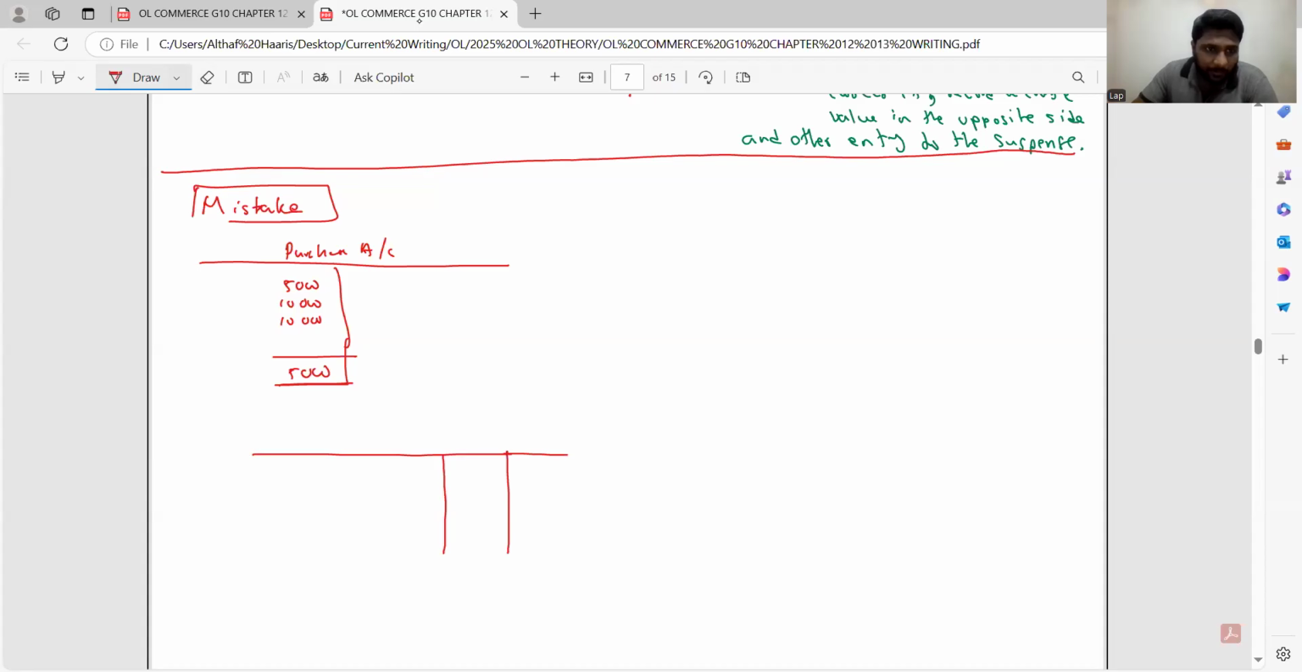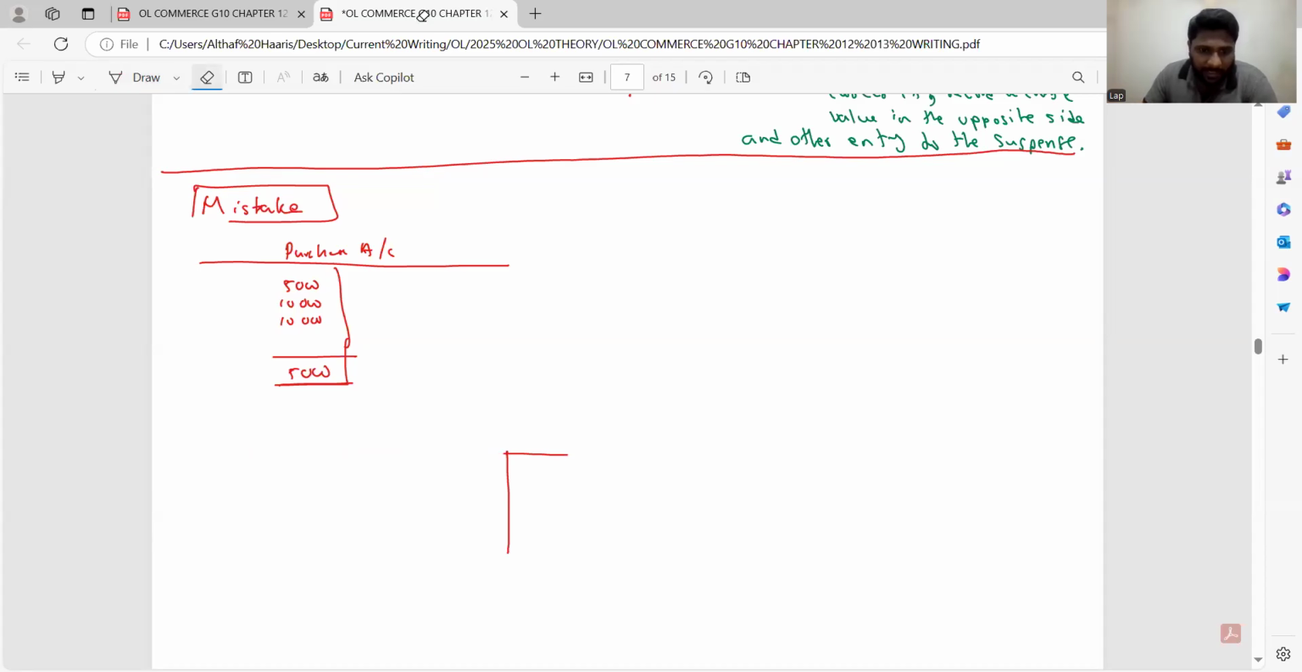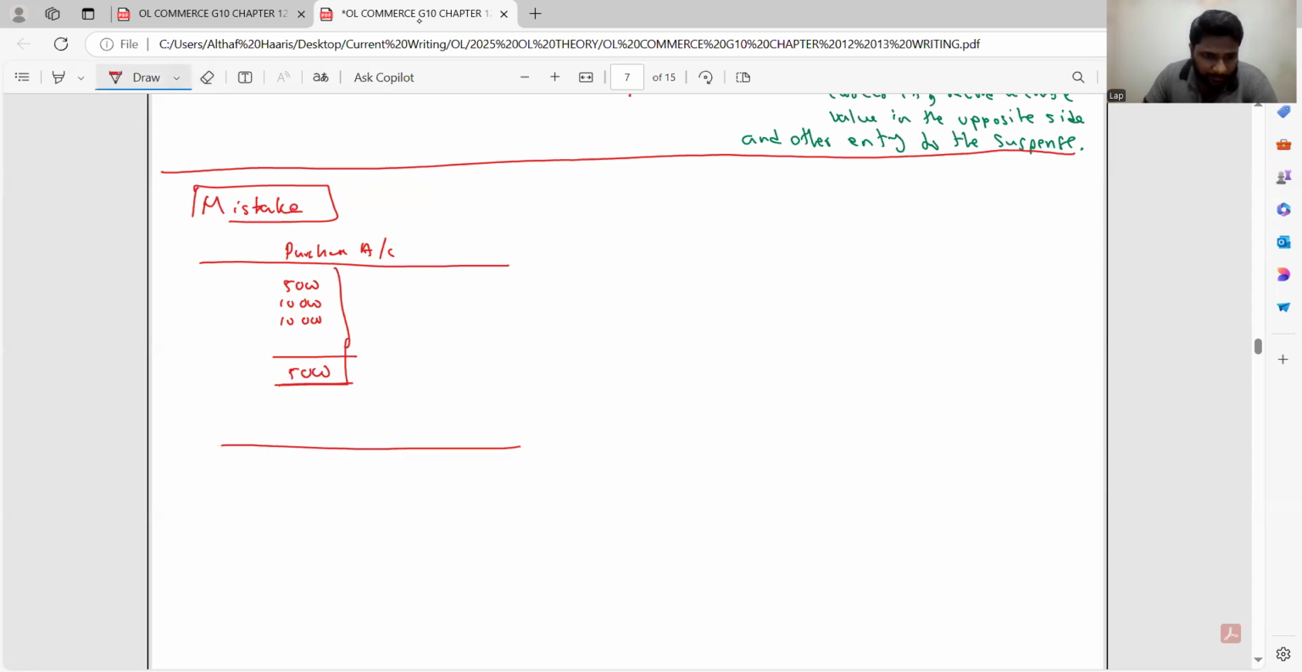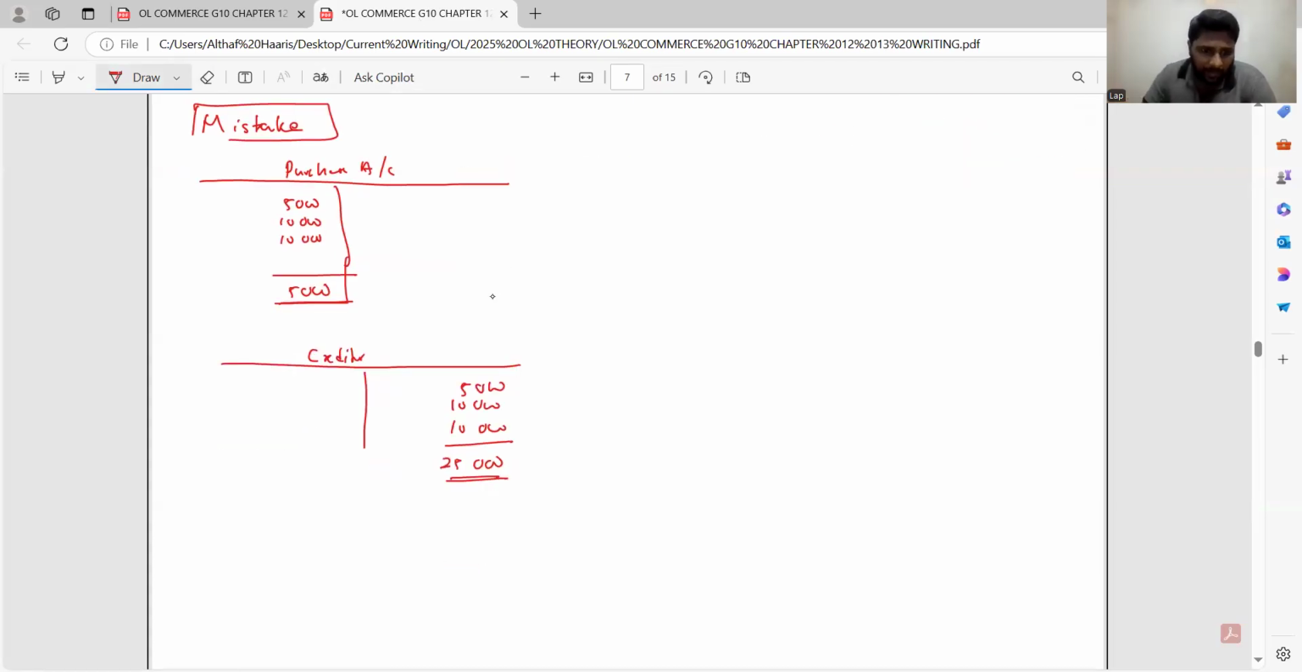From the other side, if I draw the creditor account, 5,000 is there, 10,000 is there, 10,000 is there. So these are just assumed numbers. Here you have directly, properly calculated 25,000. Then if I prepare a trial balance, how will the trial balance look? Trial balance, which is the wrong one.